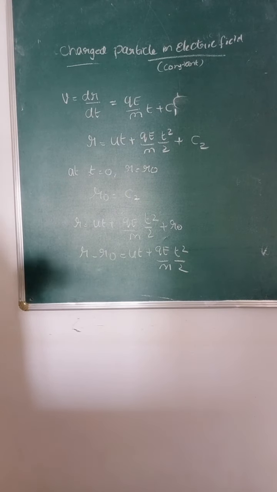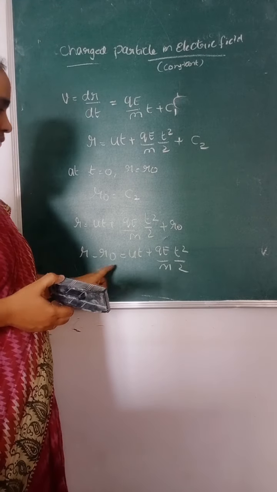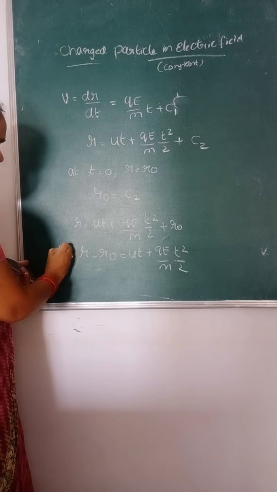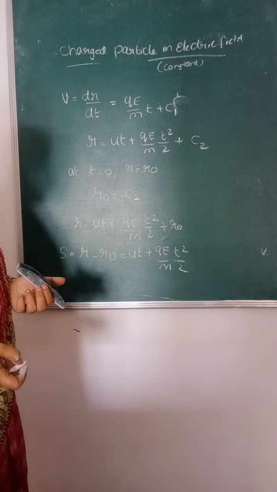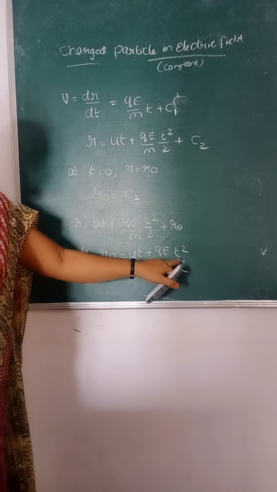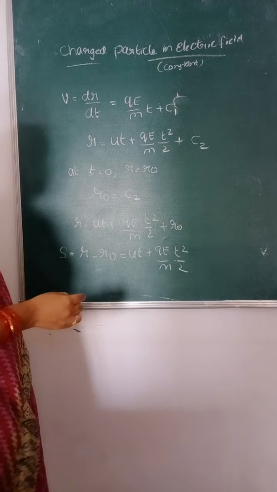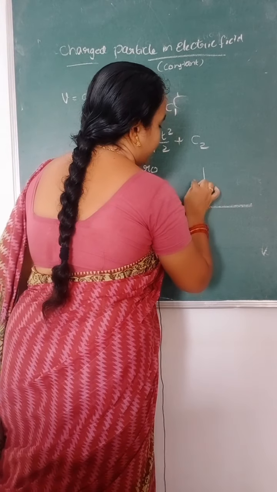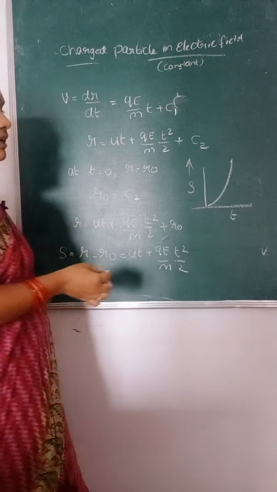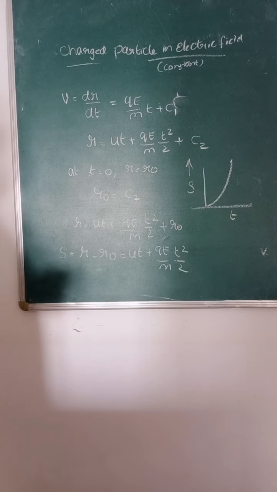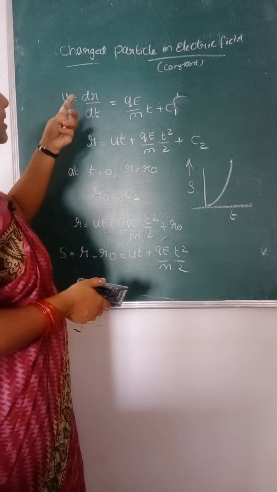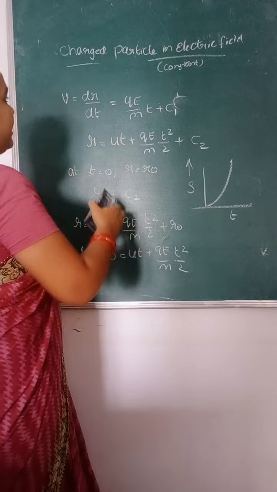This indicates that displacement varies quadratically. This r minus r naught, I will indicate it as s. s is equal to ut plus half at square. That means this displacement varies in a quadratic manner. Then if you draw the graph between displacement versus time, we will get a quadratic curve. This is the generalized motion of the charged particle in a constant applied electric field.